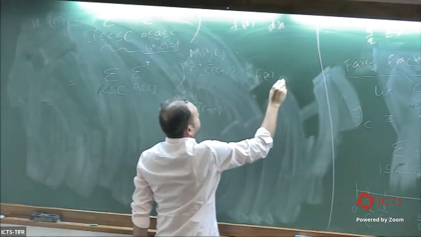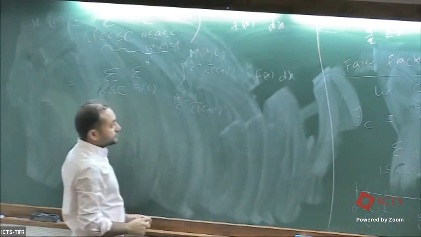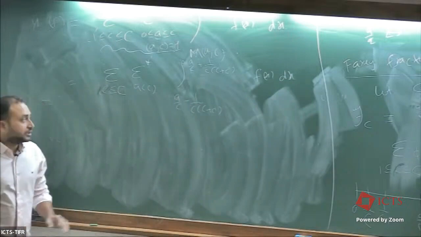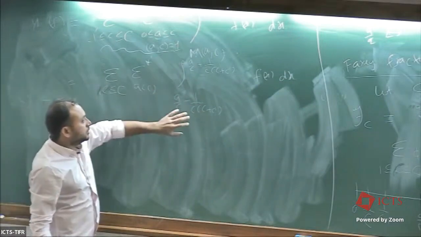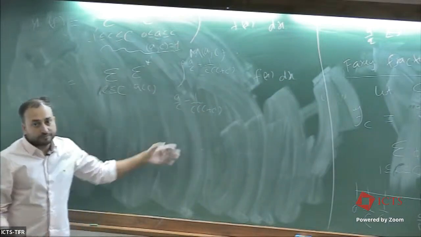f of x dx. I have just written the interval 0 to 1 as the disjoint union of MAC, that's all.